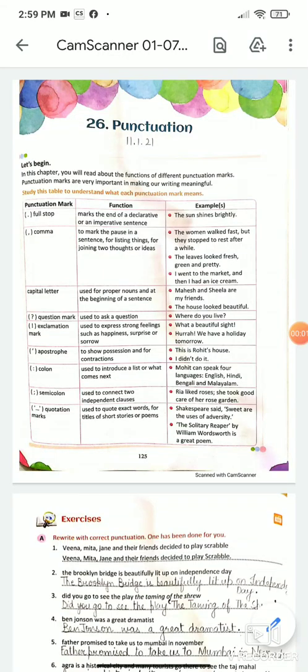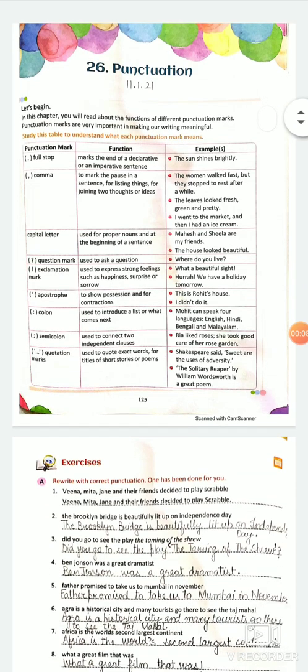Hello, my dear students. Today, let us start the explanation of chapter number 26, punctuation. In this chapter, we are going to read about the different functions of different punctuation marks. Punctuation marks are very important because they make a sentence meaningful, right?